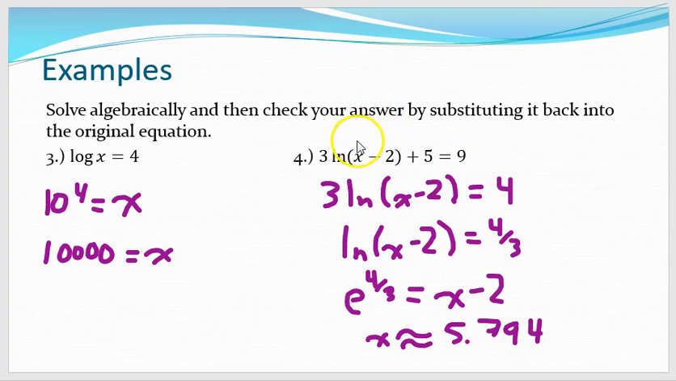Now again, we can check both of our answers by plugging these numbers in for x. So you can take 3 times natural log and then type in the 5.794 number minus 2 plus 5, and you should have gotten something very close to 9. Again, it's only going to be very close because I did round this off to 3 decimals.